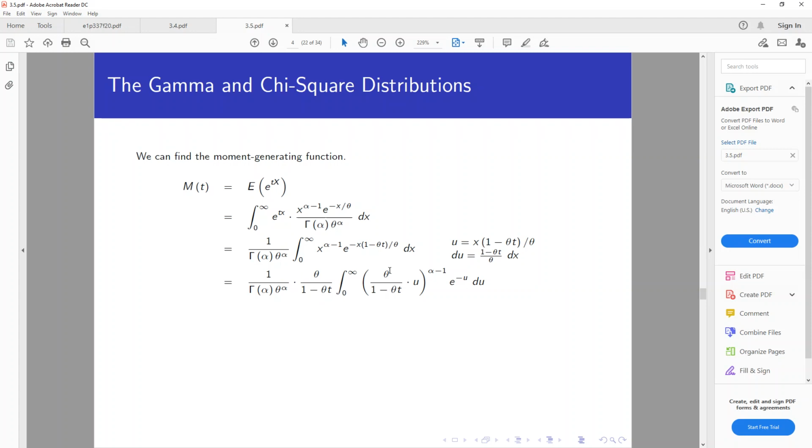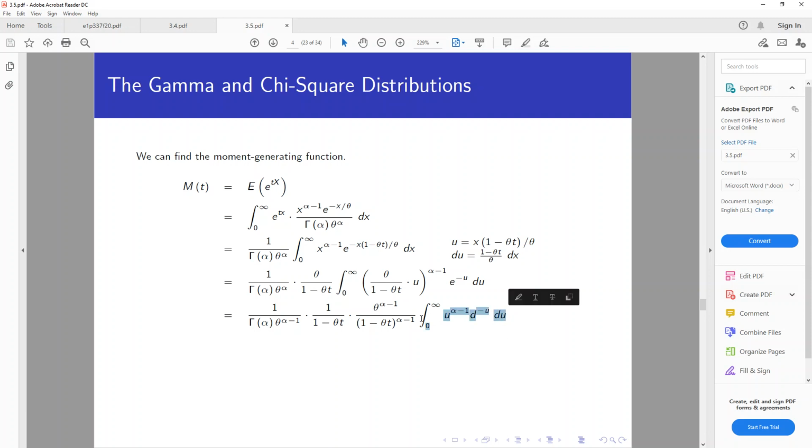Solving for x, we do theta over (1 minus theta t) times u. That's to the alpha minus 1, e to the negative u du. So now I'm going to pull the rest of this constant out in front, and then do 0 to infinity of, this should be an e, not a d. I don't know why that has a d in there. That's a really bad typo. This integral is u to the alpha minus 1 e to the negative u du.